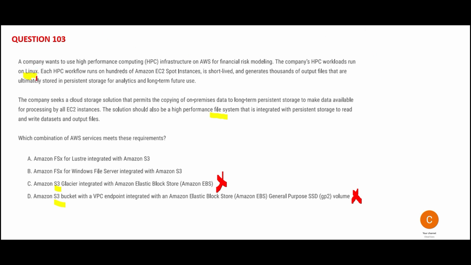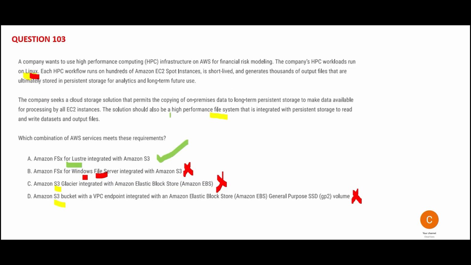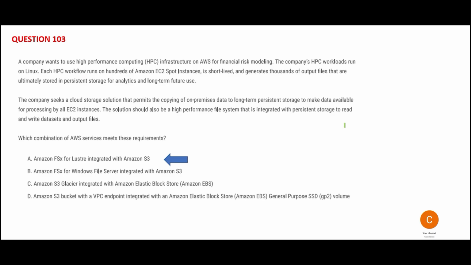Now the question is talking about Linux. Why will we use Windows here? So this is wrong. So this would be my answer: FSx for Lustre. These are shared storage for a high performance file system. So we got our answer. What does high performance mean? Sub-millisecond latencies, millions of IOPS.